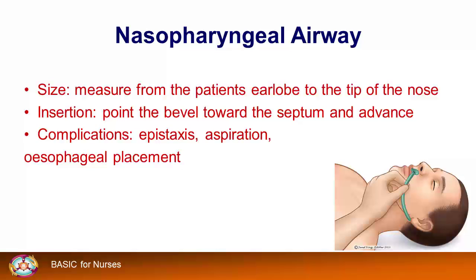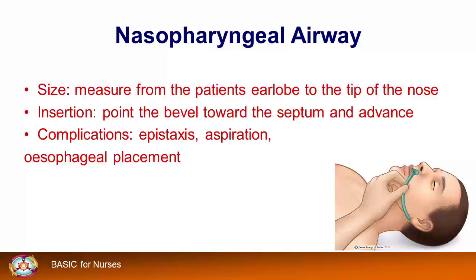Nasopharyngeal airways come in a variety of sizes. To choose the appropriate size for your patient, place the nasopharyngeal airway next to the patient's face. The airway that reaches from the tip of the earlobe to the tip of the patient's nose is the correct size for the patient. It is also important to ensure that the diameter of the nasopharyngeal airway is not larger than the patient's nostril.